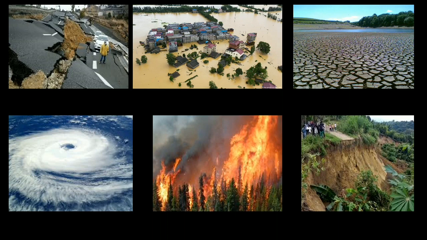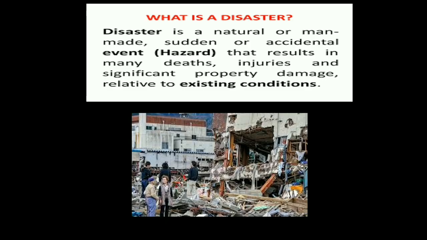Whereas when lives are lost and humans are killed, or when property is damaged, it is called a disaster. So a natural hazard is when destruction is caused by nature's natural forces, but a disaster is when people's lives are lost and houses are damaged.